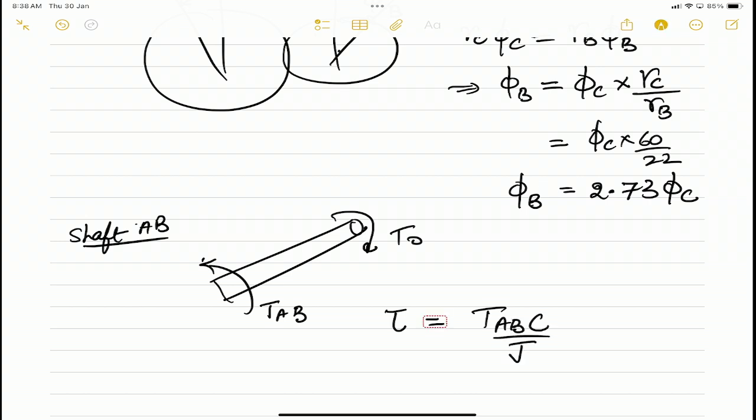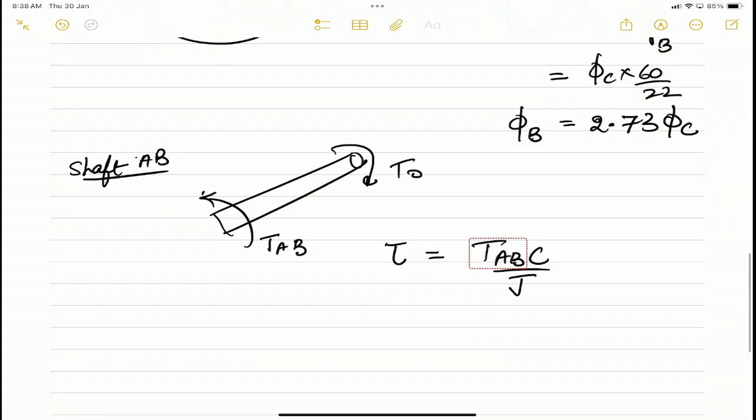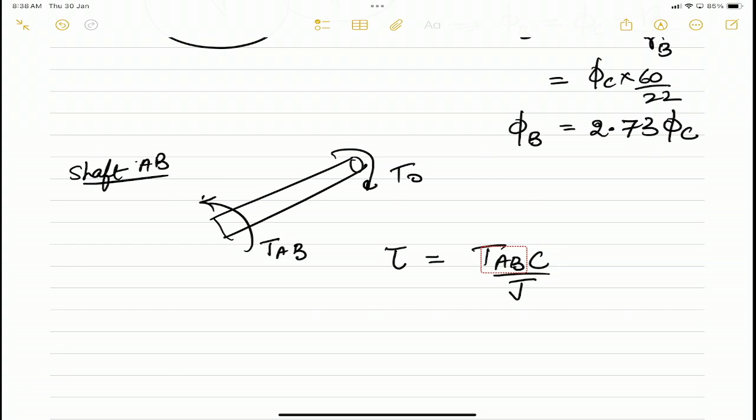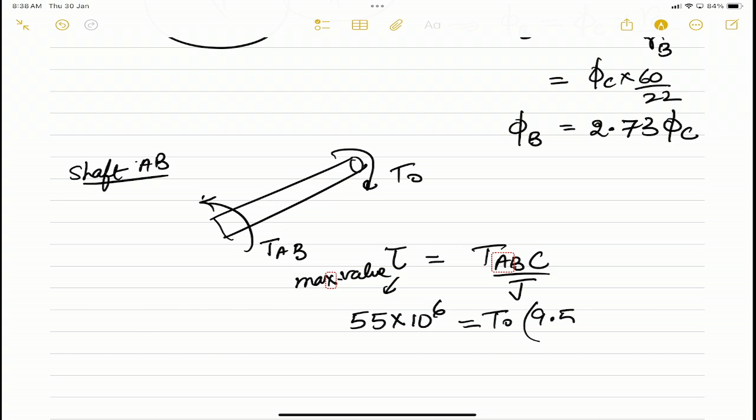So we use a formula. The shear stress is equal to TAB C upon J. And what we get from here is, for tau, we put in the maximum value to get the value of TAB. So 55 into 10 to the power of 6 is equal to T0 into 9.5 into 10 to the power of minus 3.